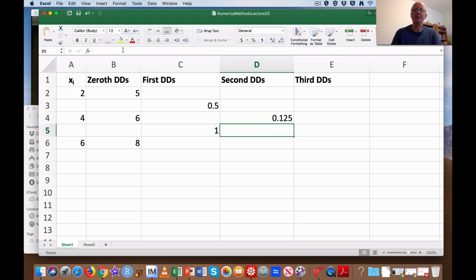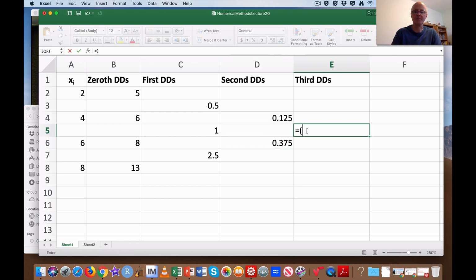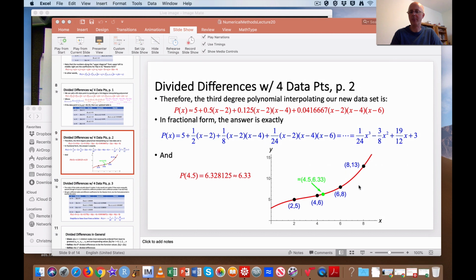There we go, there's the correct answer. Now let's add on our 4th data point. x3 is 8, function value there is 13. You can copy and paste this one down, copy and paste this one down, and finally do our 3rd divided difference. This minus this, all divided by this minus this. Once again, these are equally spaced across this line. And there's our 1/24. Okay, so there's the spreadsheet implementation.